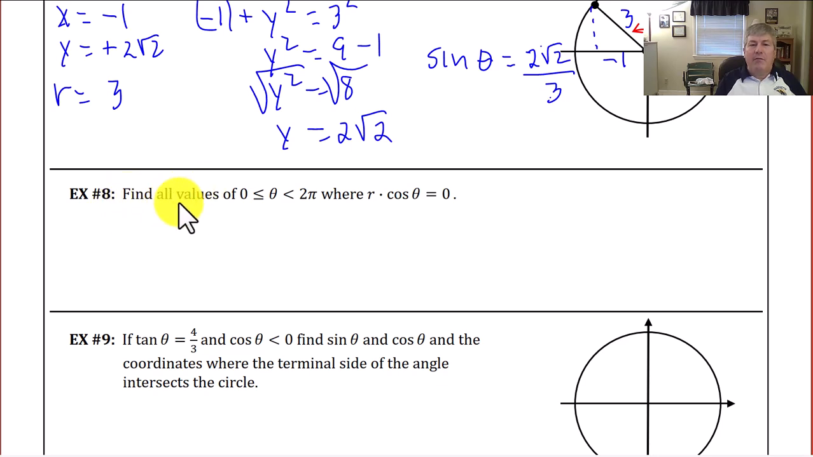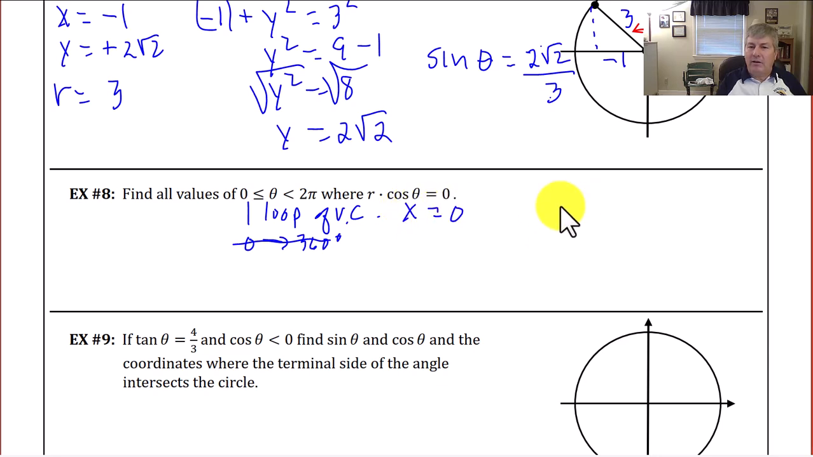In example 8, we're asked to find all the values between 0 and 2 pi. So that is essentially one loop of the unit circle, or between 0 and 360 degrees. But I'd like you to think of one loop of the unit circle where our cosine of theta is 0. So cosine is x. So where are our x's equal to 0? Well, if we think about our coordinate plane, x is equal to 0 in two locations.